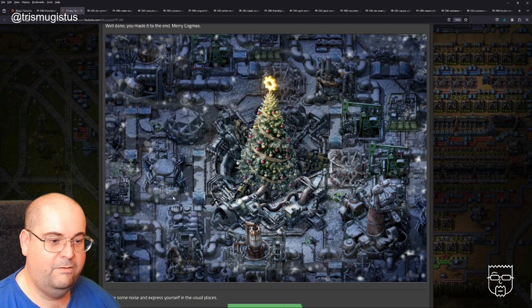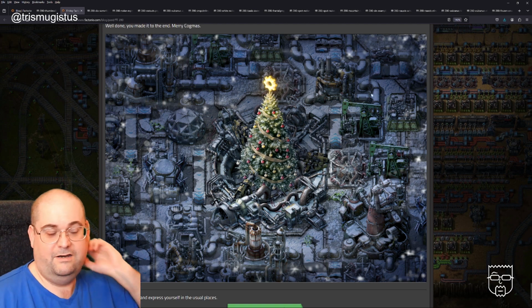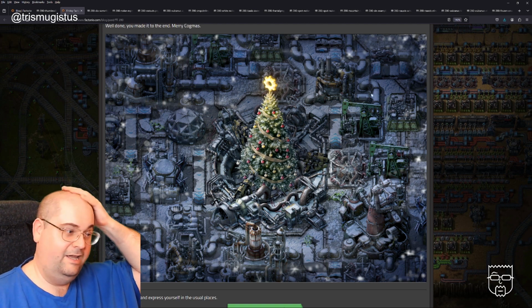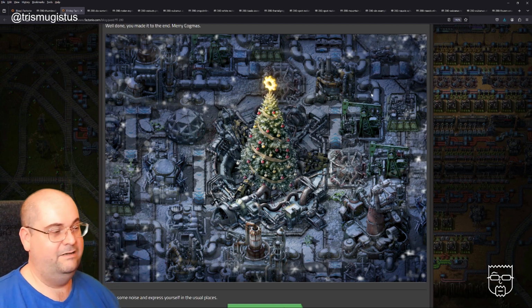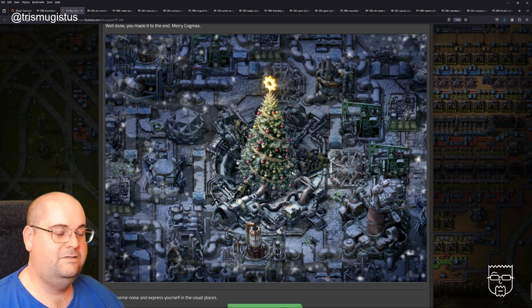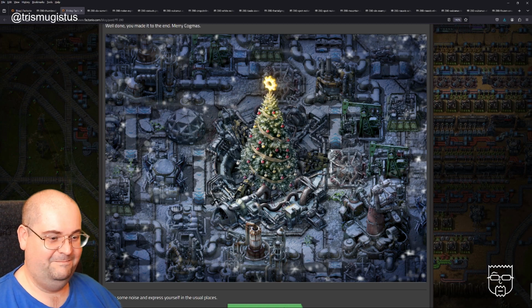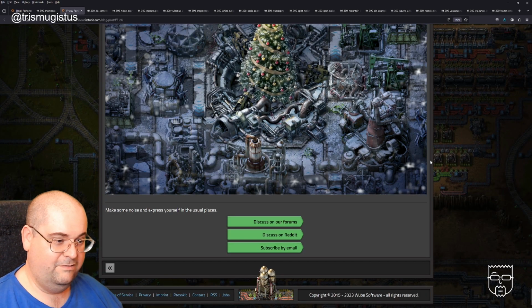It does look great. I wouldn't mind playing with skins, basically. And I've said this before, I know they don't want to do anything like that, but if they did do skins for the game, I would happily buy them. I've spent so much time that I've enjoyed in the game that I'd more than happily do a microtransaction to do a winter skin and other things. Make some noise and express yourselves in the usual places.